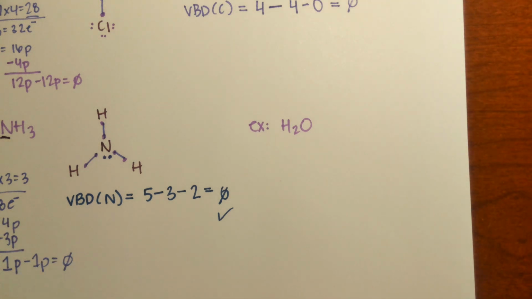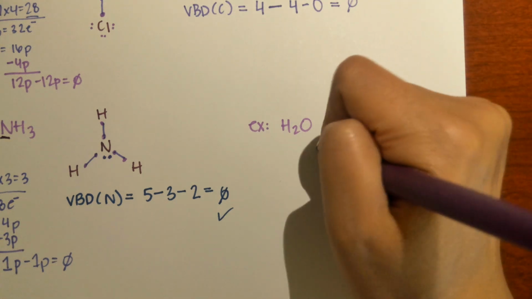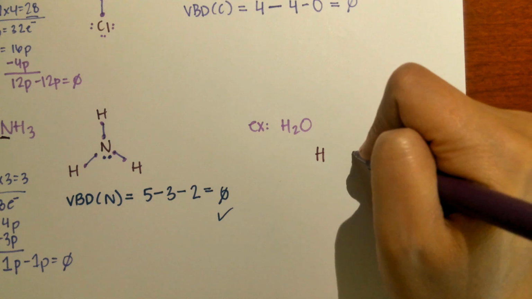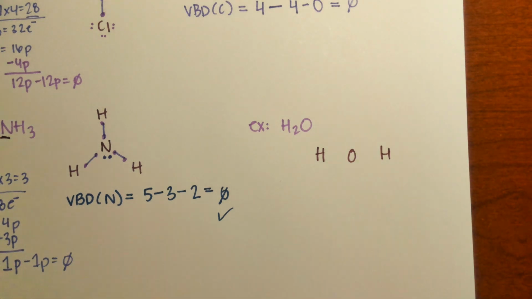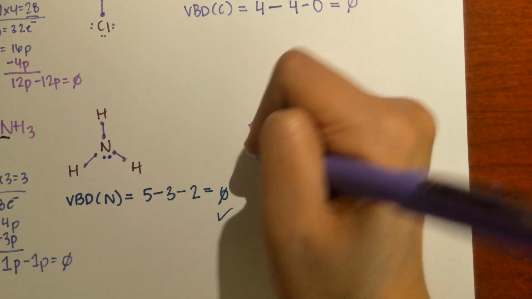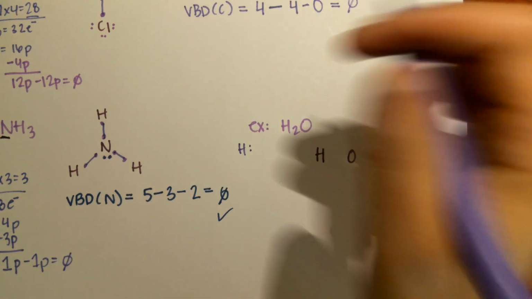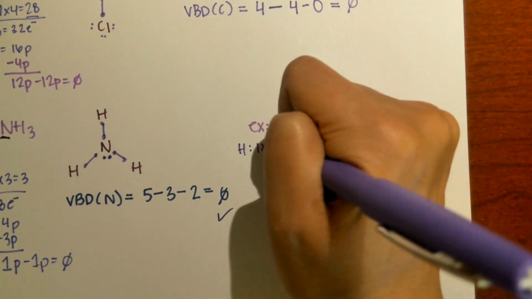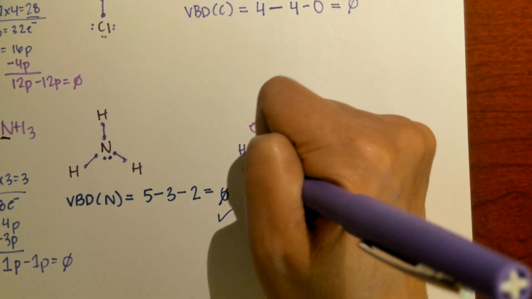So I'm going to put the H's on the outside and then oxygen in the middle, which makes sense because we have 2 hydrogens and only 1 oxygen. The one element that has only 1 atom of it is always in the center. And then now we do our math. Hydrogen has 1. There's 2 of them. Oxygen has 6.